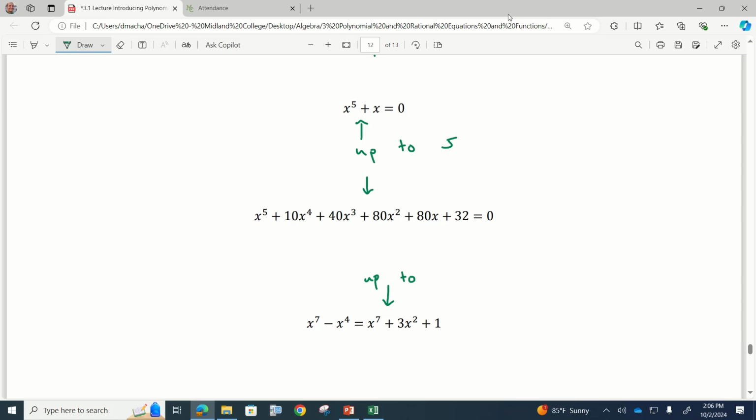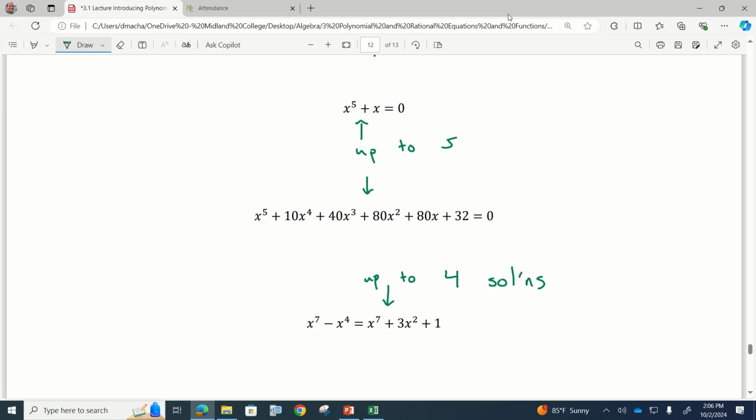Seven? Yeah, you can actually lower that ceiling to just 4 if you realize you could just subtract x to the 7th power from both sides, and then it simplifies to a degree 4 polynomial equation.